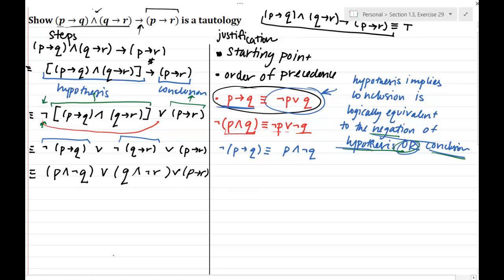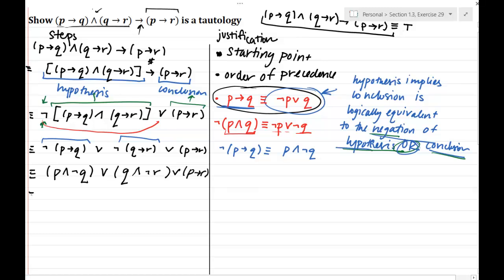Now we only have one logical connective that's not an and, an or, or a not. And that's good because we'll be able to use those ideas with tautologies that we know to break it down eventually to T. Okay, true. So let's see what we got here.